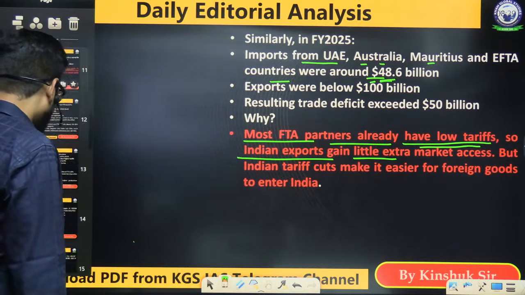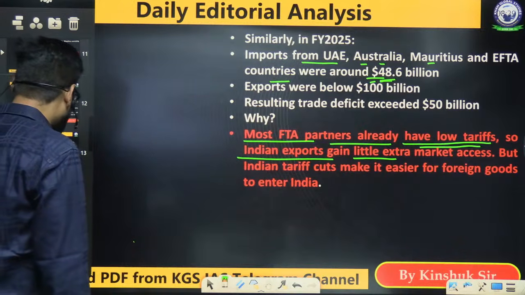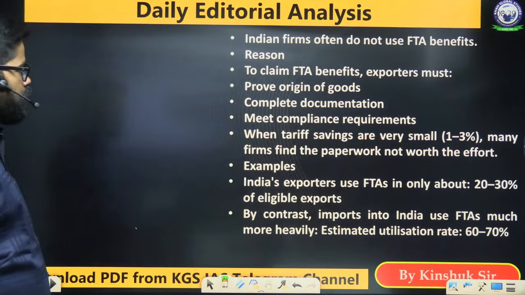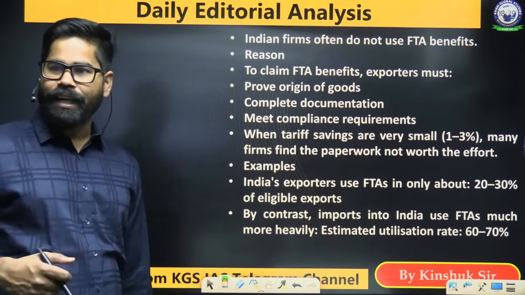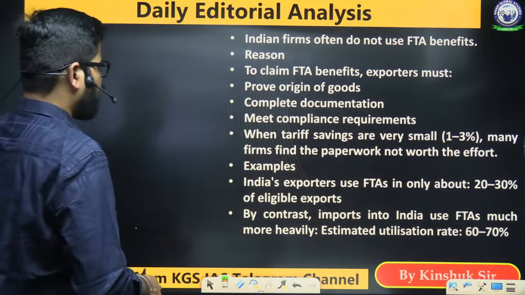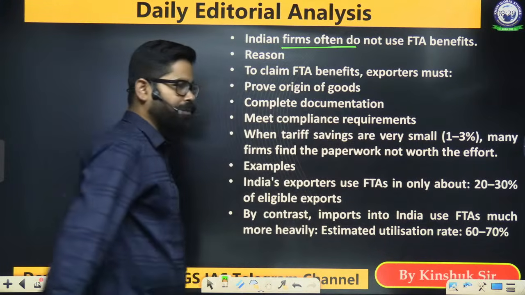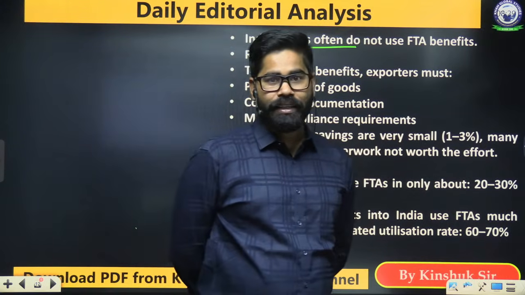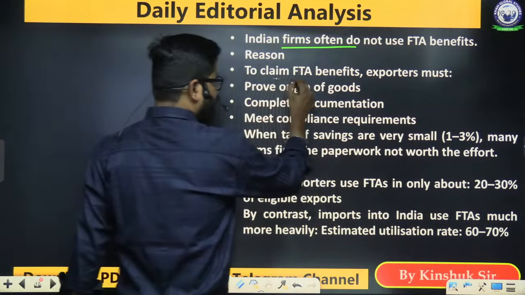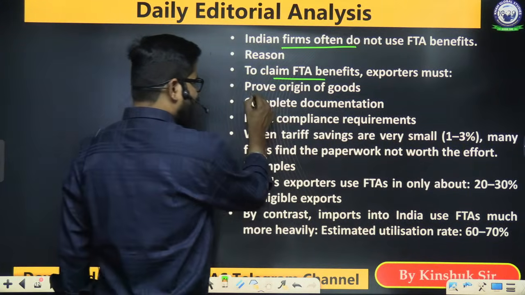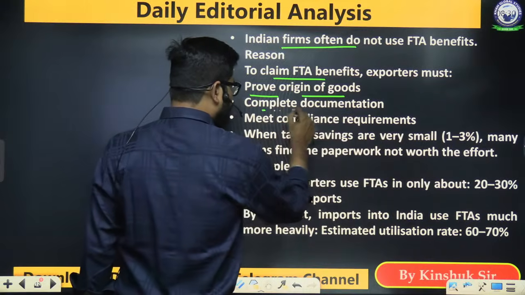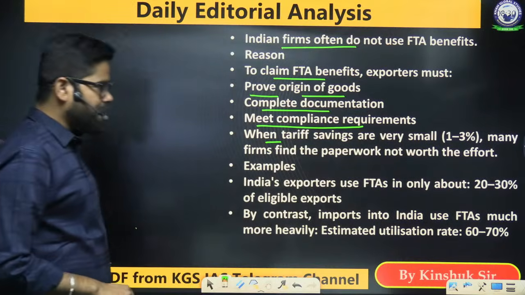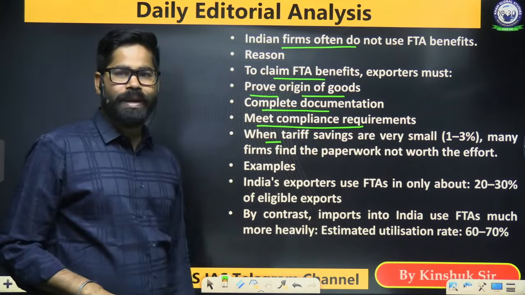Now, there is also a trend. If we talk about the FTA, what are the challenges with respect to Indian trade? See, many Indian firms are not even using the FTA benefits. हमारे यहाँ का जो फॉर्म है वो FTA का यूज भी नहीं करते. Why? They are not able to claim FTA benefits. Why? Because they have to prove origin of goods, complete documentation, and meet compliance requirements. And when the tariff saving is just 1 to 3%, they are not going with the paperwork.